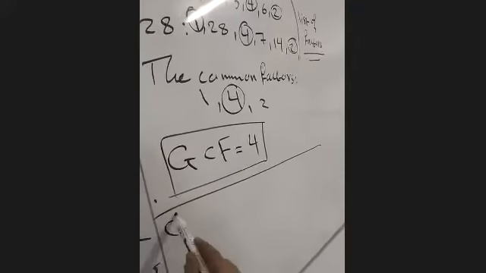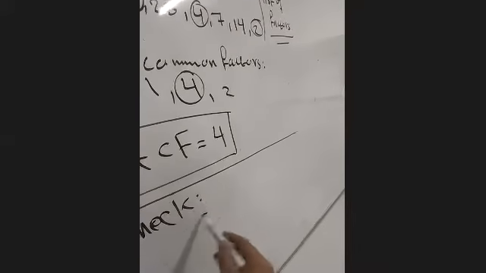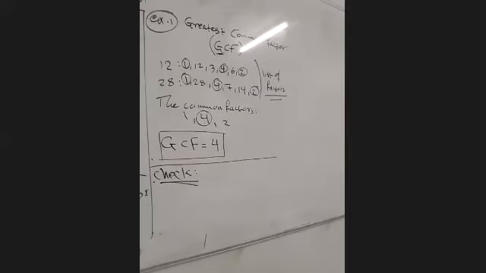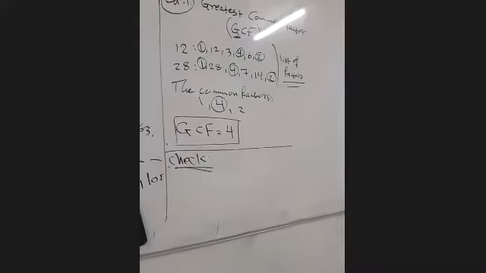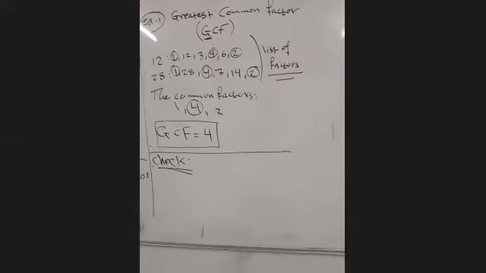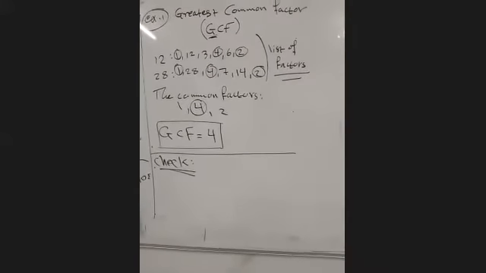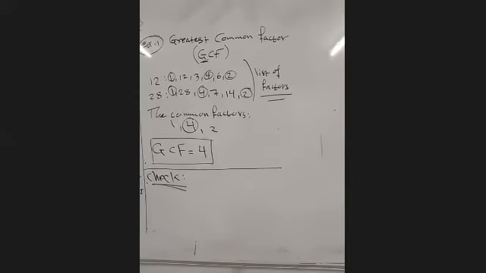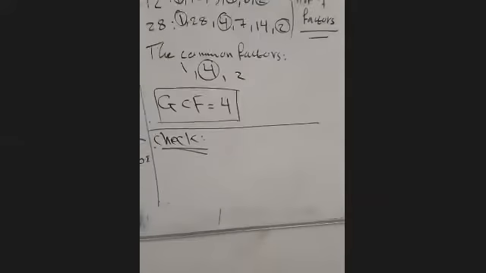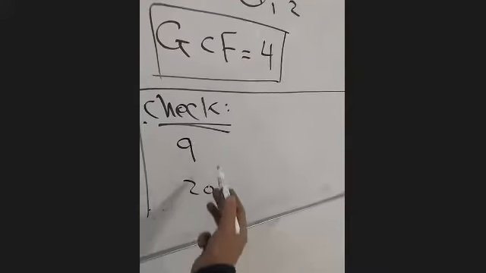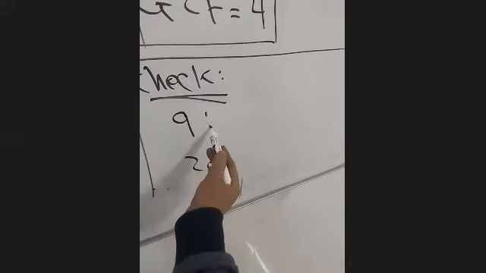Under it, we have the check. Let's do it the same way. Check. Abdullah. Yes, Mr. Check. Read. Use a list of factors to find the GCF of 9 and 20. We write them like this, guys, one over the other, like this.